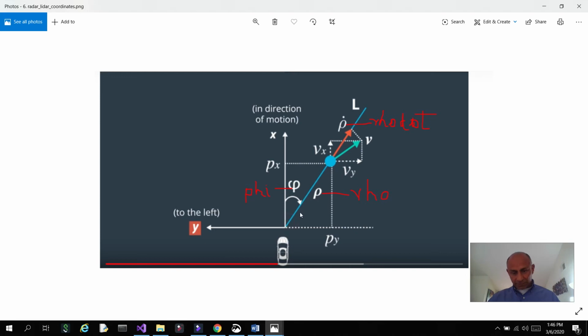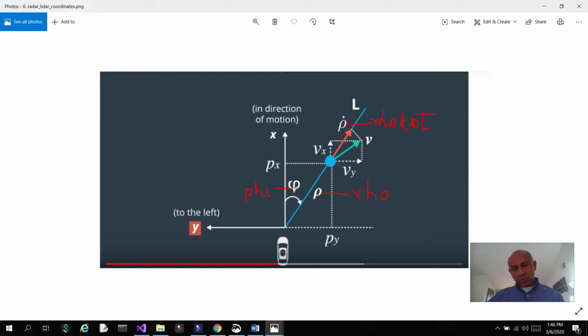So over here, this is your vehicle and this is your pedestrian. At this point, this is the pedestrian velocity in the x dimension, and this is in the y dimension. So the distance from the vehicle to the pedestrian is called rho. It's also called range.